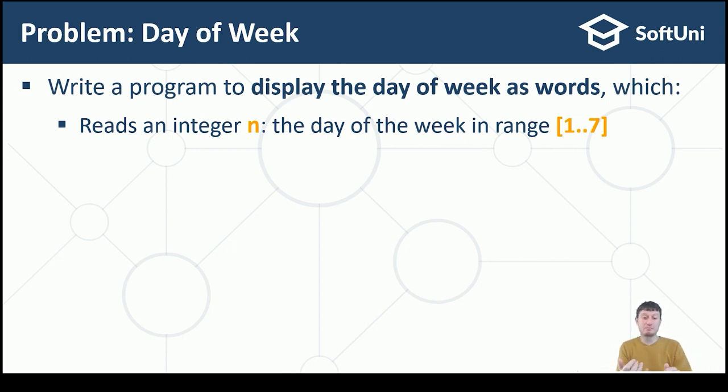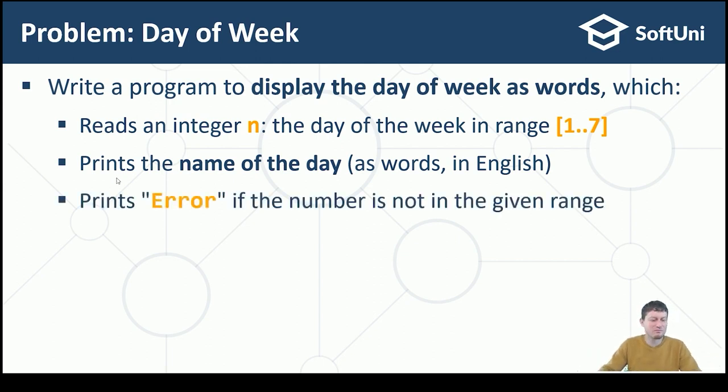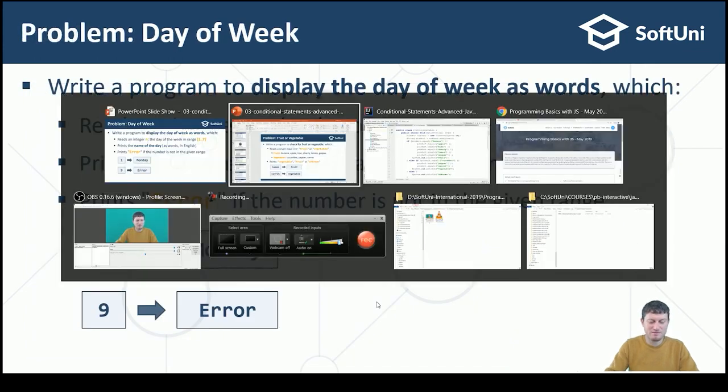Okay, let's go with the next problem, which is called day of week. It's about writing a program to display the day of week as words. So if we are given 2, it should be Tuesday. If we are given 3, it should be Wednesday. So it should read an integer n, which is the day of week in the range from 1 to 7, and print the name of the day as words in English. It's assumed that the first day in the week is Monday, which is not everywhere in the world, but we assume this like it is in Europe. So print error if the number is not in the given range. This is an example. 1 means Monday, 9 means error, and 7 means Sunday.